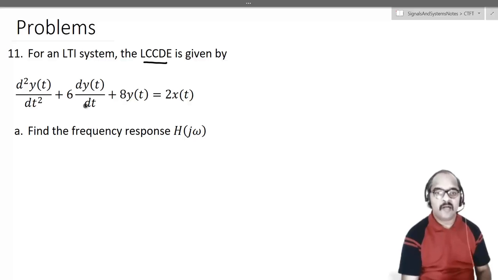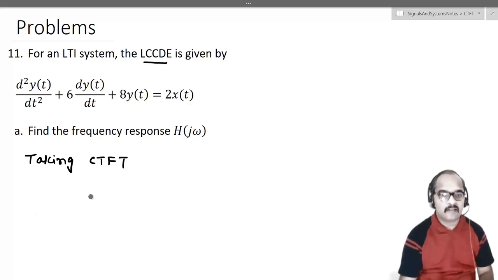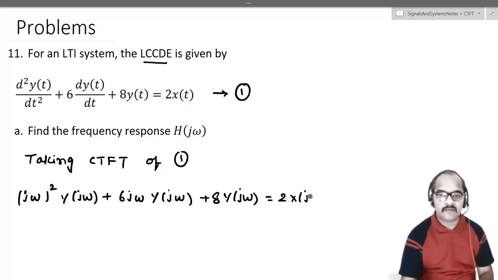We take the Fourier transform and then get the relation between Y of j omega and X of j omega. That fellow will give you the frequency response. So how do you solve this? Taking CTFT. Okay, so taking CTFT, let's say this is equation 1. Taking CTFT of 1, so what will happen? You get (j omega)^2 Y of j omega plus 6 j omega Y of j omega plus 8 Y of j omega would be equal to 2 X of j omega.